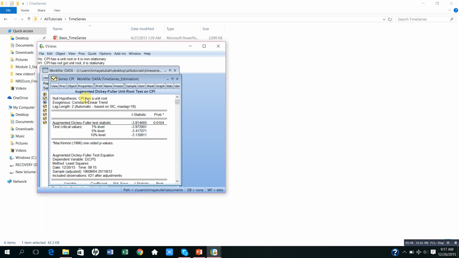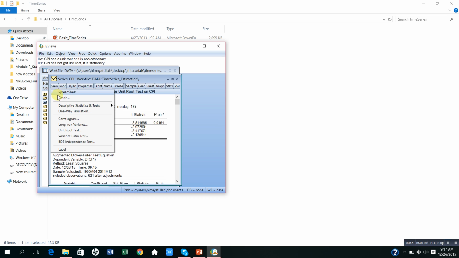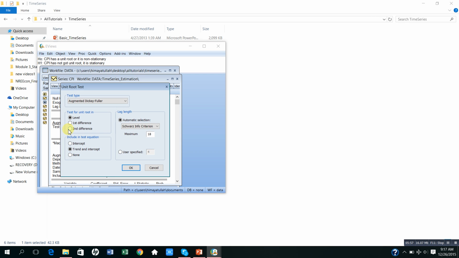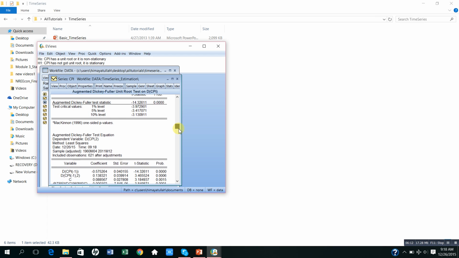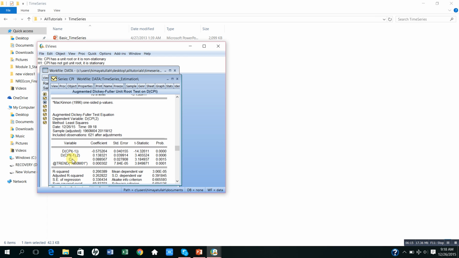Now I will check this again, and I will take the first difference. So unit root again. This time I will check the first difference, and I will check with trend and intercept. Let me start. OK, and after OK, you see again that in the model both the constant term as well as the trend term are statistically significant. So this model should have both the constant as well as the trend term.